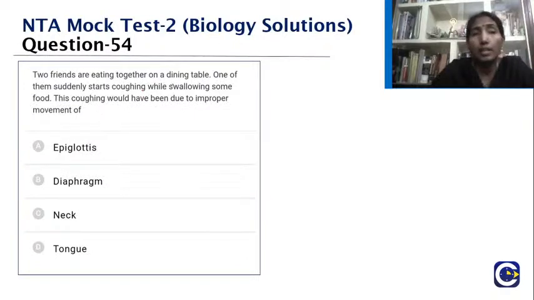Two friends are eating together at a dining table. One of them suddenly starts coughing while swallowing some food. This coughing would have been due to improper movement of the epiglottis, diaphragm, neck and tongue.